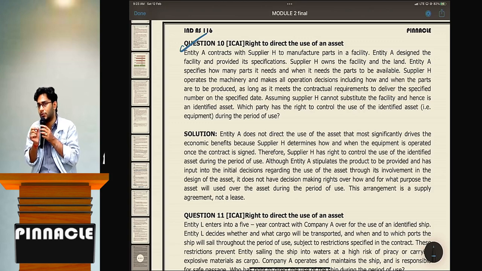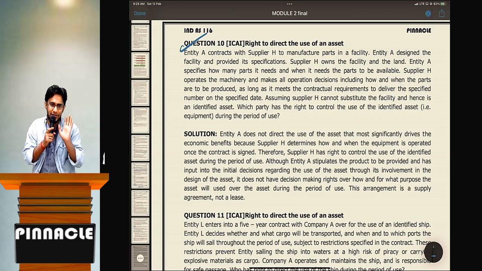Lease definition: right to control the use of an identified asset. The right to control is satisfied if two conditions are satisfied. What are the two conditions? Number one, substantially all economic benefits should go to the customer. Number two, the customer should have the right to direct the usage of the asset, the decision-making right. When to use, how to use, who should have the power? The customer should have the power. If the supplier is having that power, then the right to control is failed, sir.